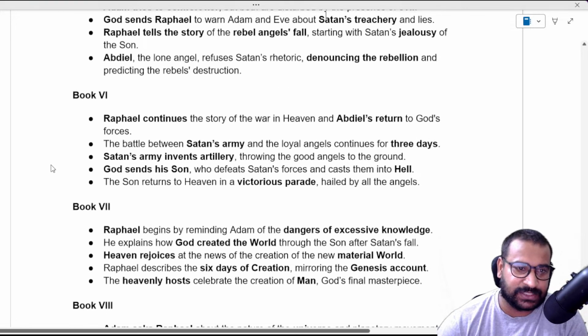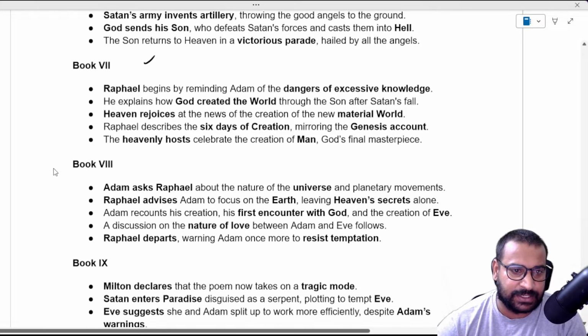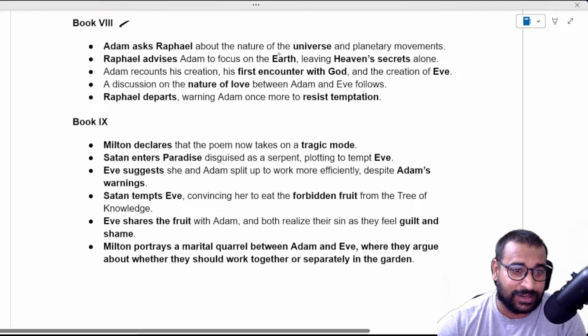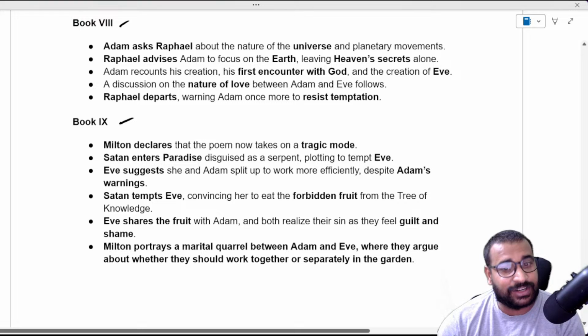So, not much happens in all these books. You can just skip them, and our main thing happens in book 9. What happens? Milton declares that the poem now takes on a tragic mode. Satan enters paradise disguised as a serpent, plotting to tempt Eve.